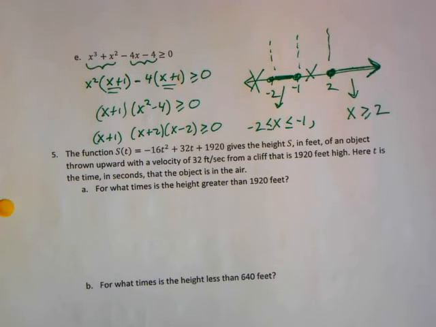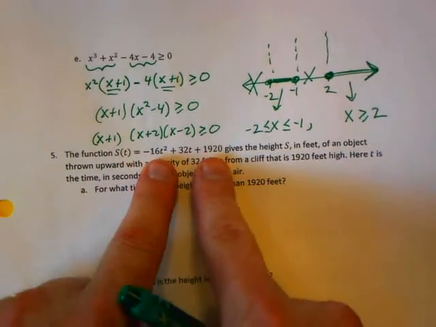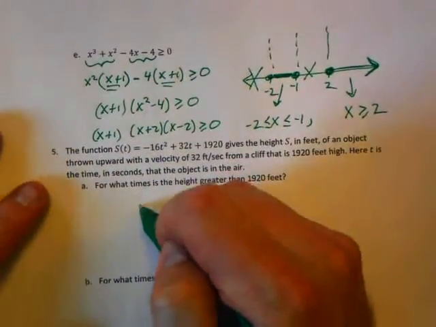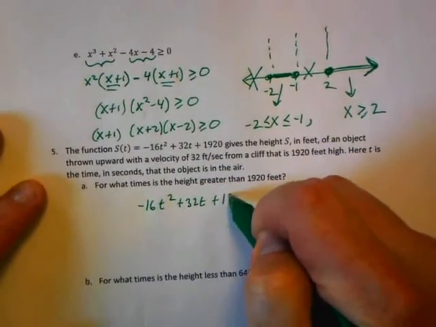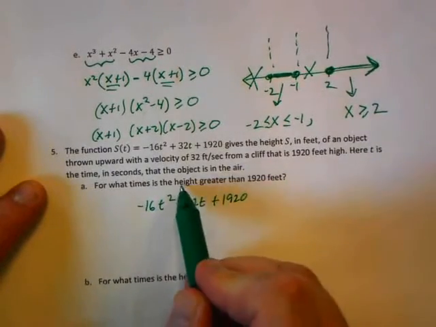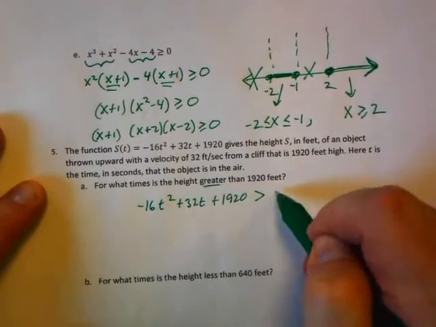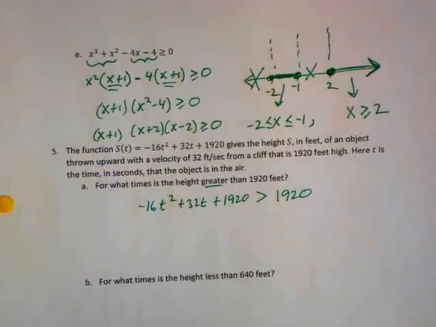Go ahead. That whole big thing. Polynomial. Yep, polynomial, good. A whole big polynomial greater than the 1,920 feet. Exactly. This polynomial tells you the height. So this is my height, negative 16t squared plus 32t plus 1920. And we want the height to be greater than 1920.